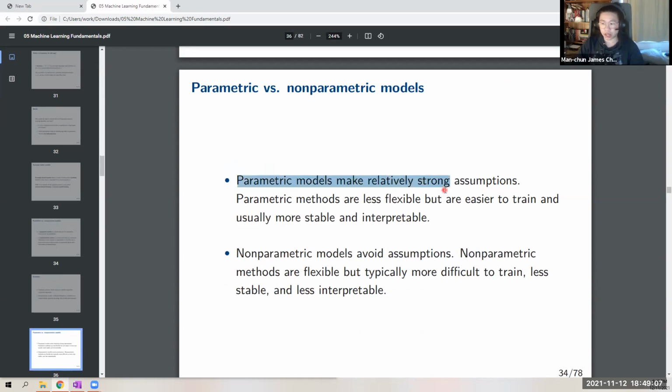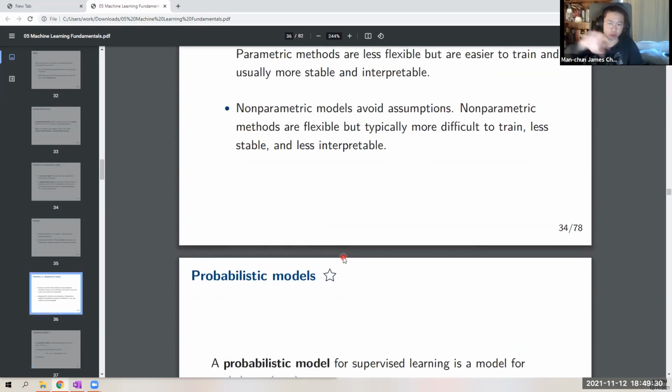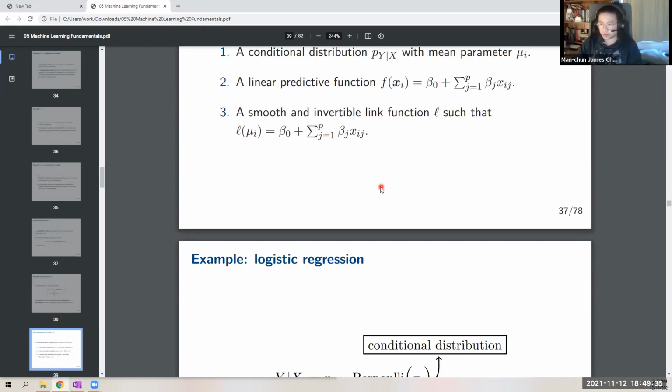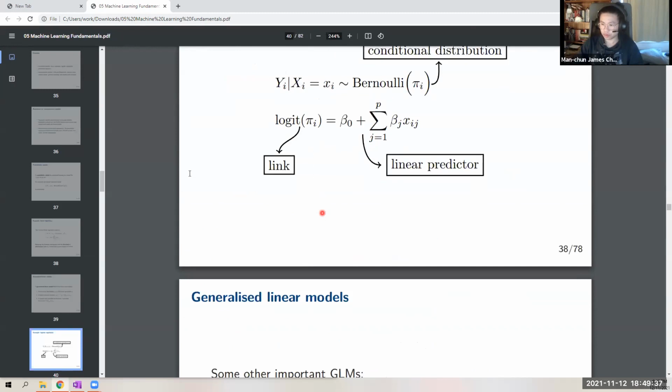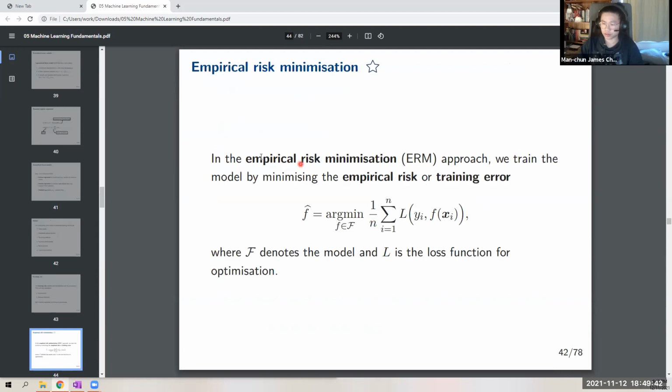Right, know the difference between parametric and non-parametric. Parametric is good because they're less flexible, but quicker to train, more stable and more interpretable. Non-parametric models are more flexible, but more difficult to train, less stable, less interpretable. And we see this: local regression is very flexible. So this is a key thing.